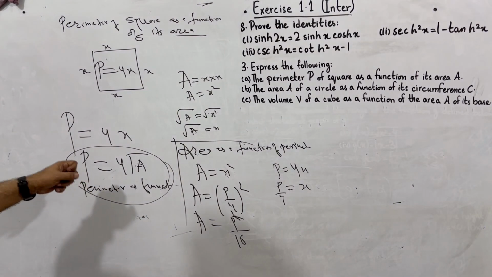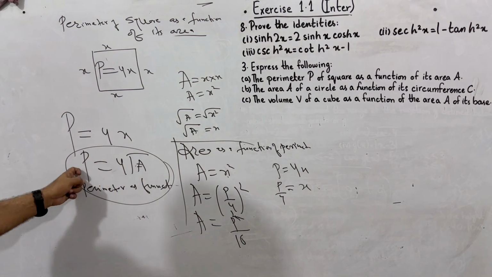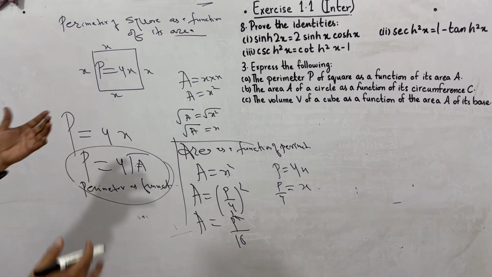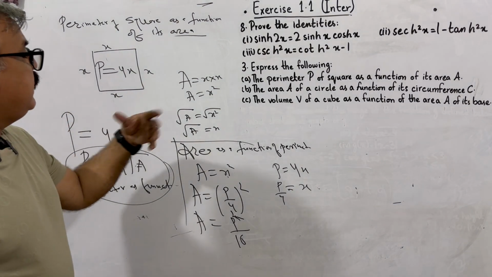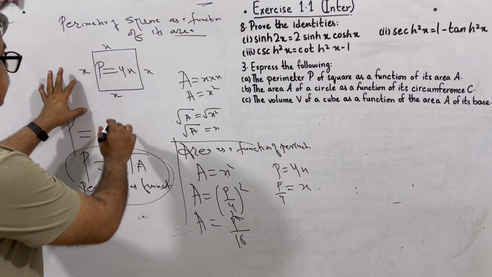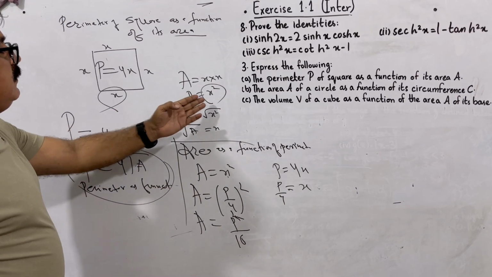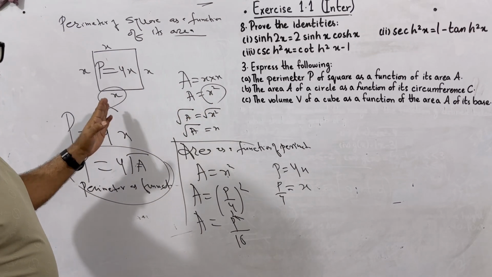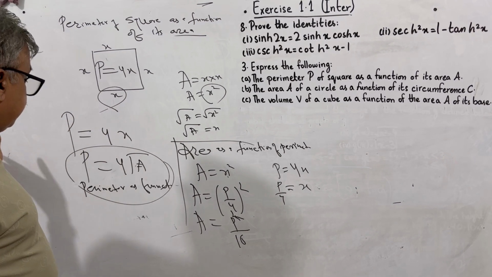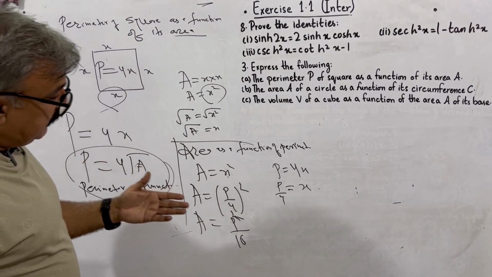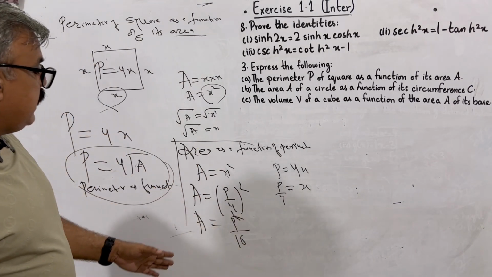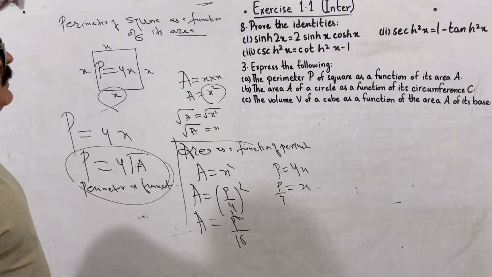While here it is perimeter in terms of area. It's a simple one. Perimeter is 4x, area is x square. The common link is x. Find the value of x from here and put it in perimeter, and it is perimeter expressed as area. From perimeter find x, put it in area, and it is area expressed as perimeter in that case.